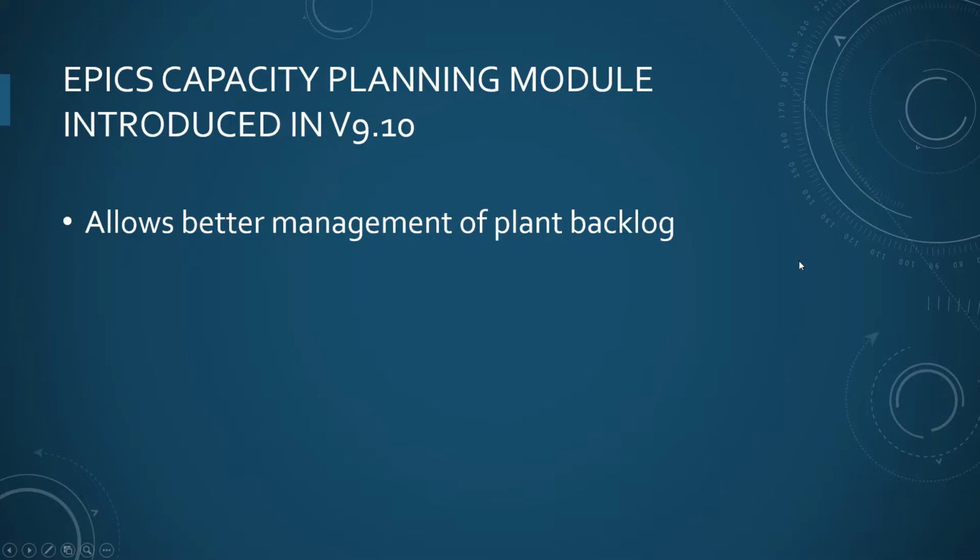So first off, it allows better management of your plant backlog. If you don't have the capacity planning module, you still have all the tools in EPICS that help you manage your backlog. You can set a routing for every part that indicates what work centers it needs to go through. And for each one of those work centers, you can set the number of days.